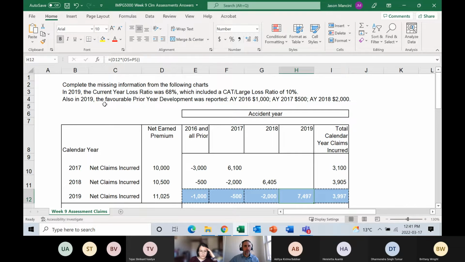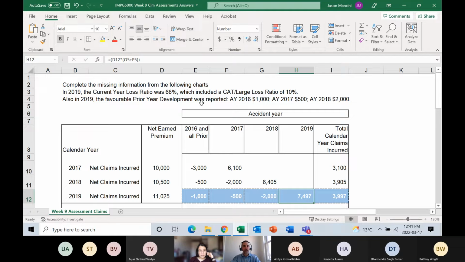The question is telling you that you have favorable prior year development. Okay, so we talked about this term prior year development. What that's saying, this is from prior accident years. You thought your losses were going to be X. Now you have a better estimate of what they are because time has progressed.